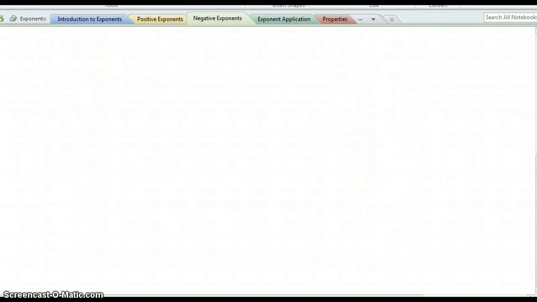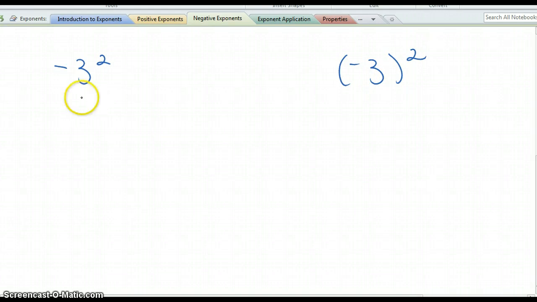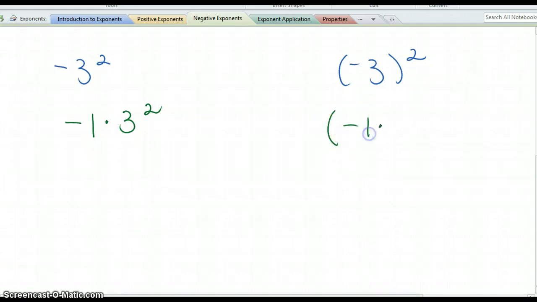So let's say that we have the following problems. Let's say we have negative 3 squared and we have negative 3 in parentheses squared. Well, negative 3 could be looked at as negative 1 times 3. So in our first example, we would have negative 1 times 3 squared. In our second example, we'd have parentheses, negative 1 times 3, parentheses squared. So what do you think the difference is between these two?